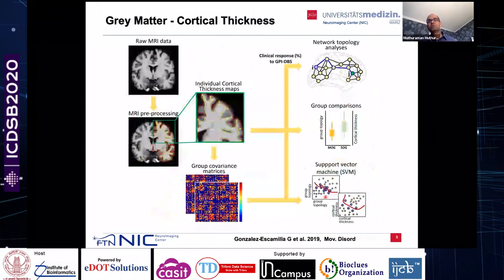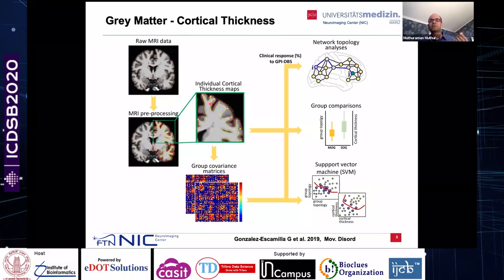So we first start with the structural domain. This is MRI data that we get from the patients. This is done before the operation. And then what we do is we try to disentangle each of these regions and then try to estimate something called cortical thickness, which simply means how thick the cortex is in this person.